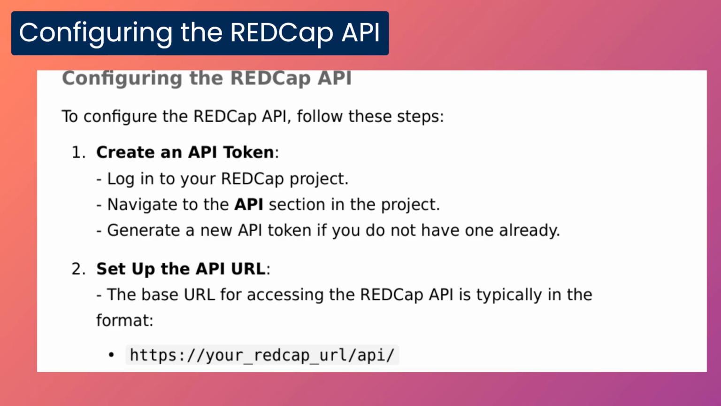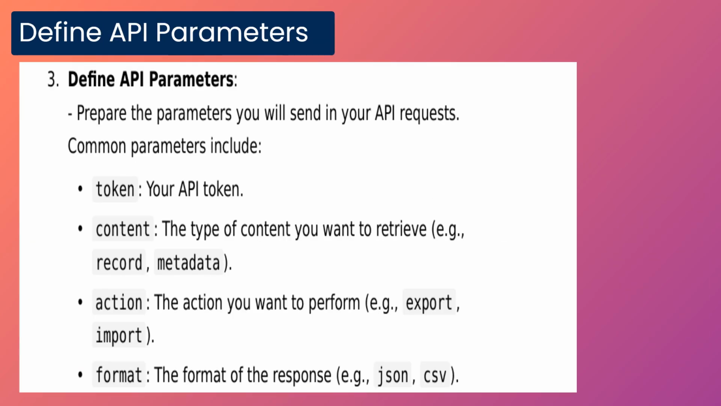2. Set up the API URL. The base URL for accessing the REDCap API is typically in the format https://your_redcap_URL/API. 3. Define API parameters. Prepare the parameters you will send in your API requests.